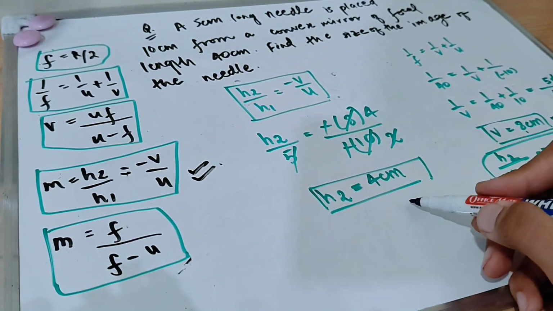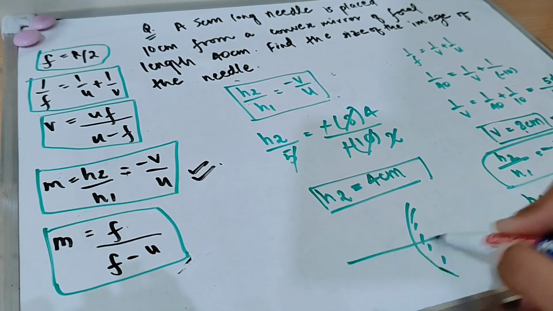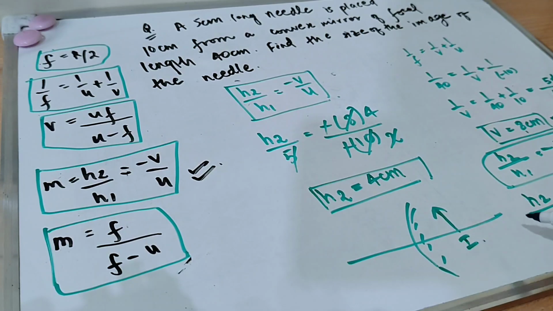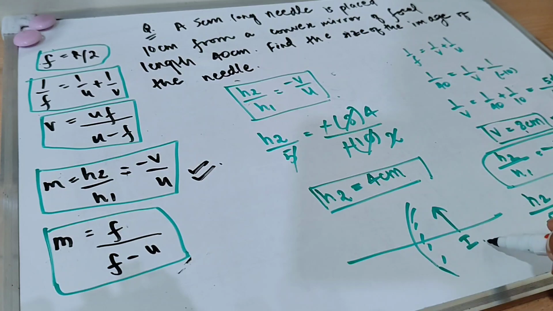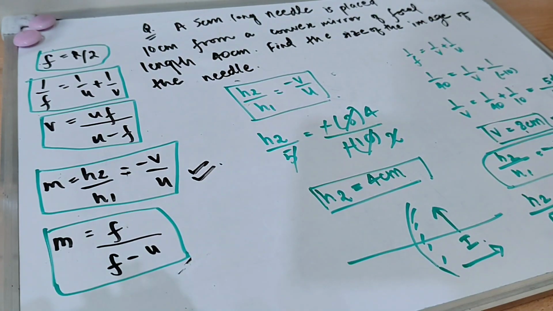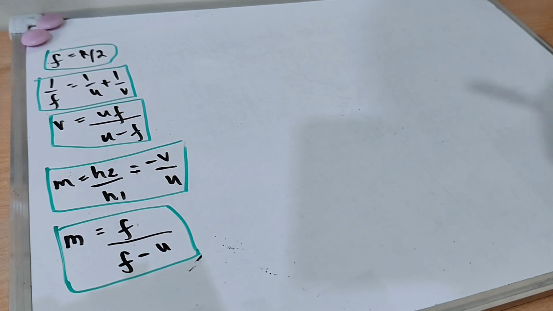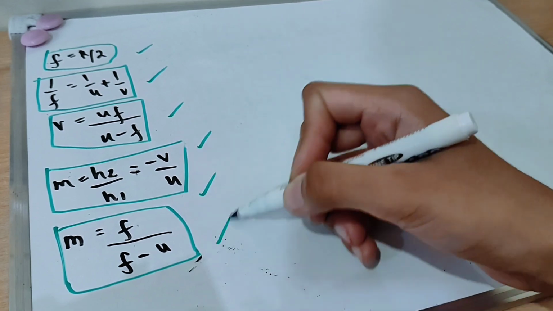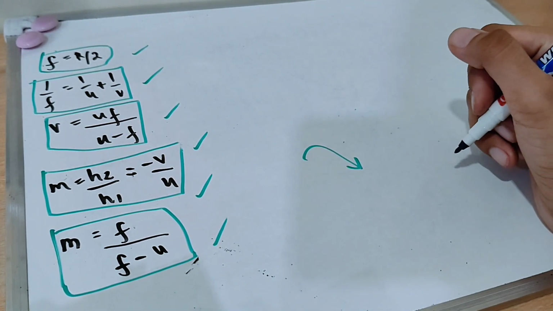What is meant by that is that if this is my convex mirror, then this is what my image looks like. It is upright and it is on the right hand side. Okay, so these were some of the very basic applications of the formulas that we discussed, and in the next video we are going to discuss further.